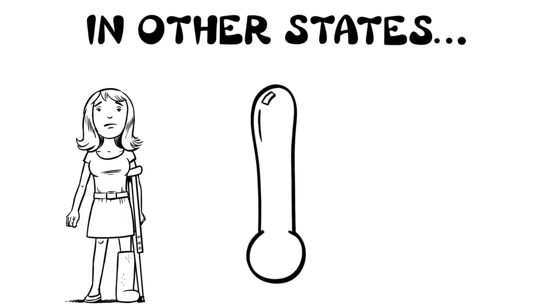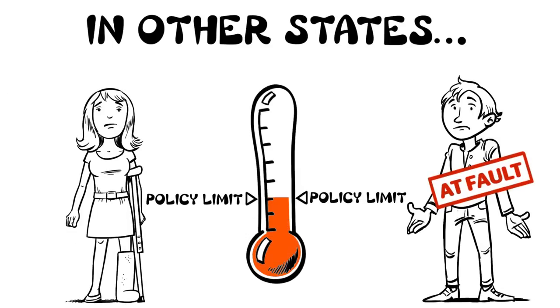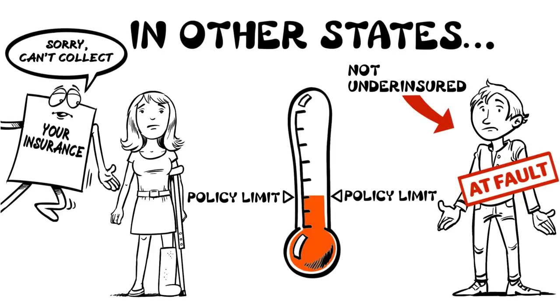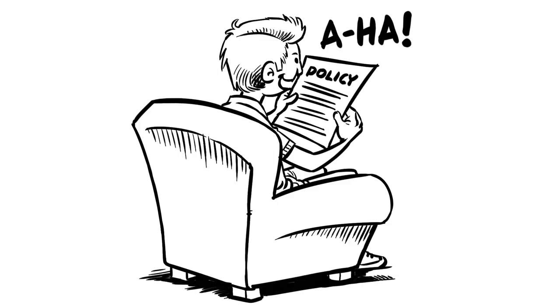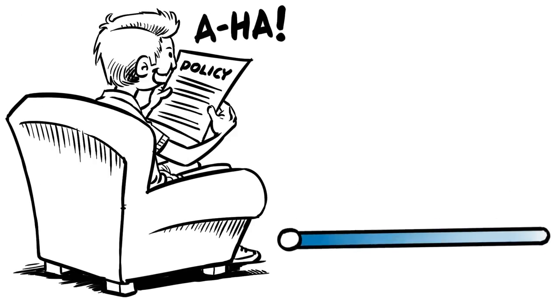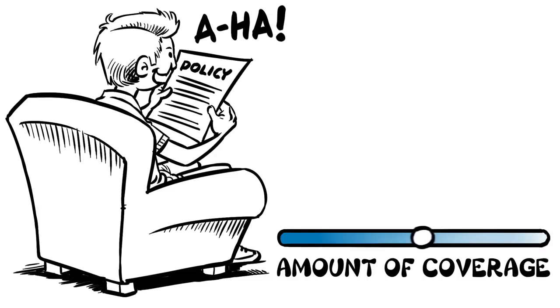However, in other states, if you and the at-fault driver have the same limits, the driver would not be considered underinsured, and you may not be able to collect under your own insurance policy, even if your damages are more than the other person's policy limits. It's important to read your policy to understand how your underinsured motorist coverage is applied. This way, you can make sure you have the amount of coverage that is right for you.